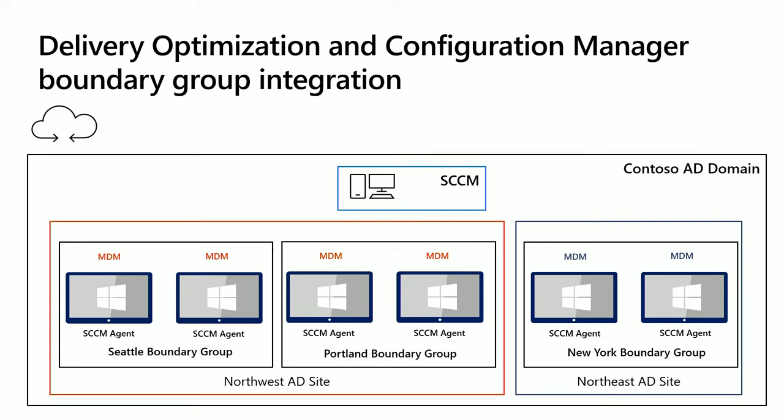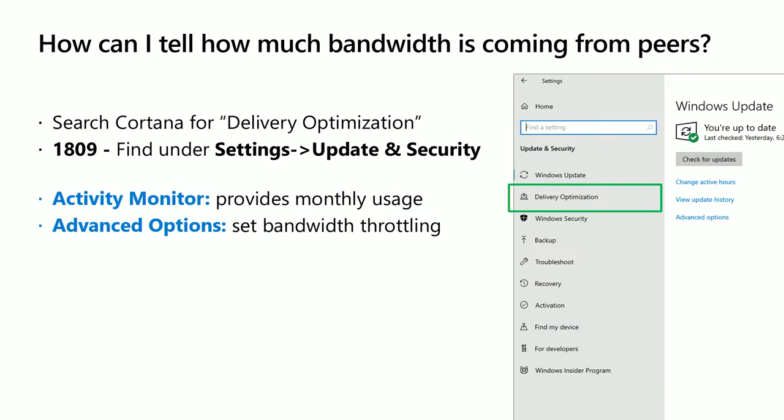Now the nice thing about it is it's dynamic. If you have devices that move between these different sites, the boundary group is reapplied and updated accordingly in delivery optimization. So once you've made all these configs, how do you know that it's working well?